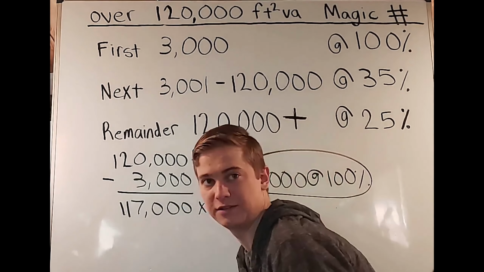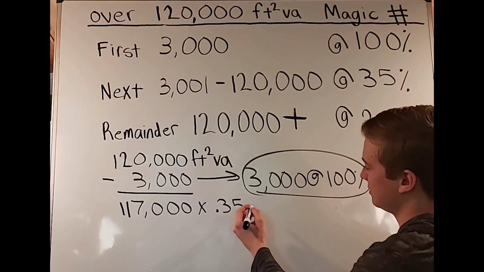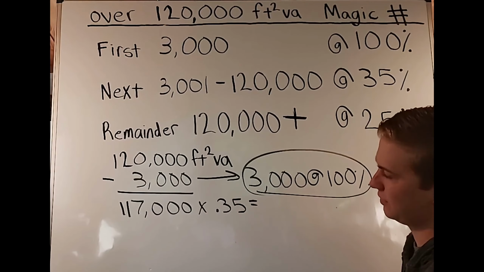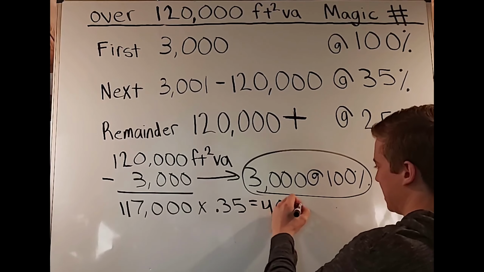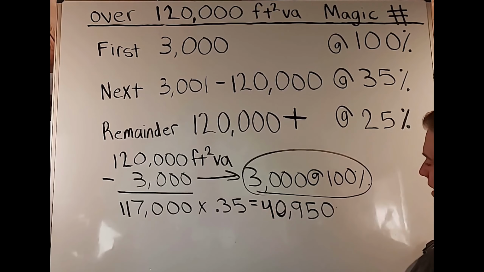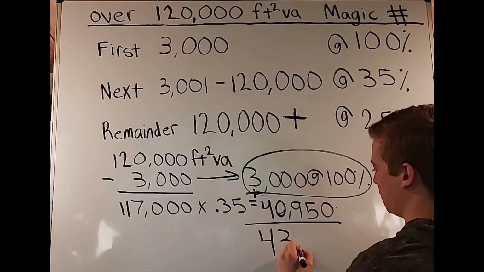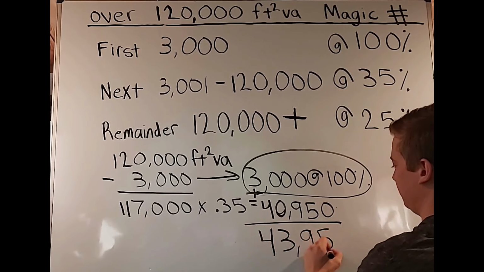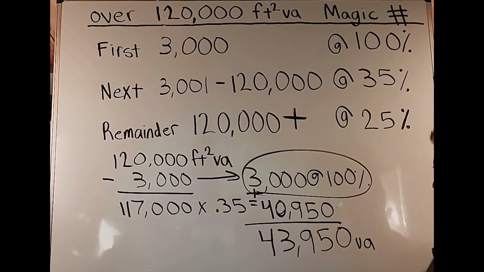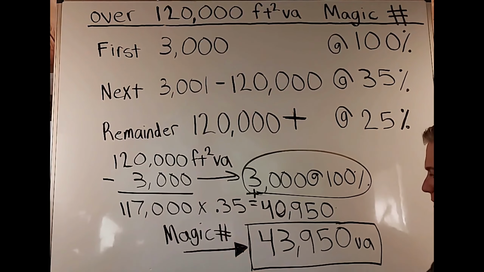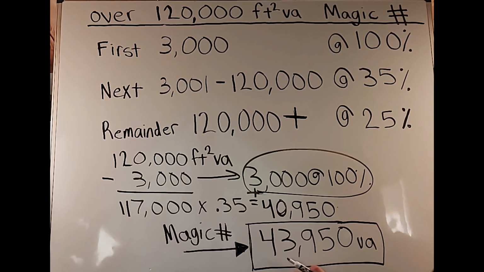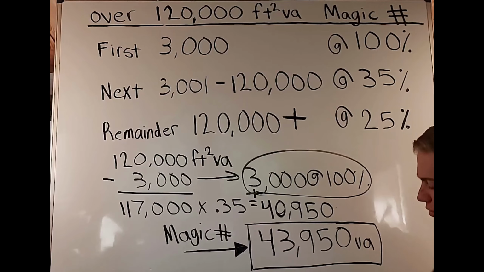I'm going to explain a little bit more after I get into this. But after we multiply this by 35%, we're going to get 40,950. Now we just need to add back that 3,000 we put aside, and now we have 43,950. Of course, this is going to be volt amps, and this is your magic number, 43,950 volt amps. So it's pretty simple, and after you see it enough times, you're going to recognize it.